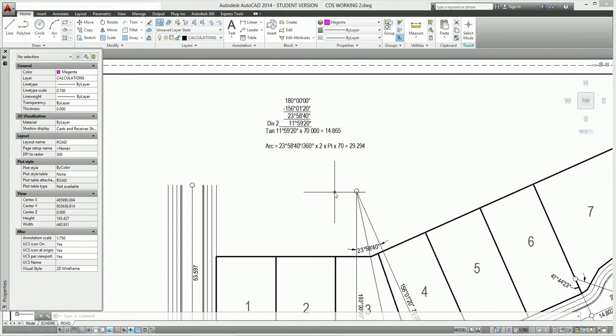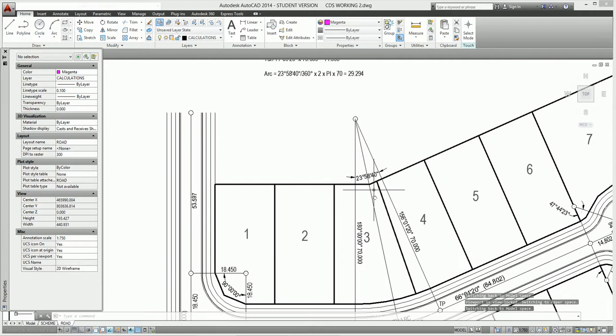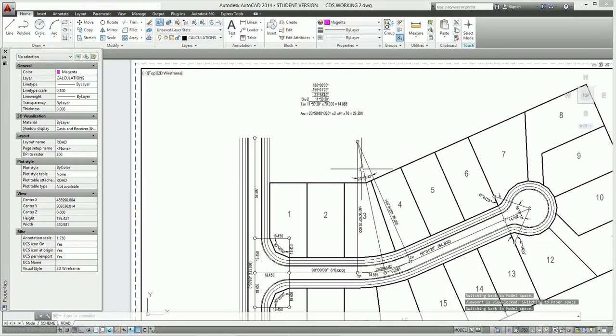Now, that angle, if we divide it by 2 on the basis of symmetry, is going to give us these angles here, which gives us a nice little right-angle triangle. In the right-angle triangle, if we divide that angle by 2, we get 11, 59, 20. If we take the tangent of that to work out what we call the tangent in here, tan 11 degrees 59, 20 times 70 gives us 14.865. And that's our tangent distance in here.